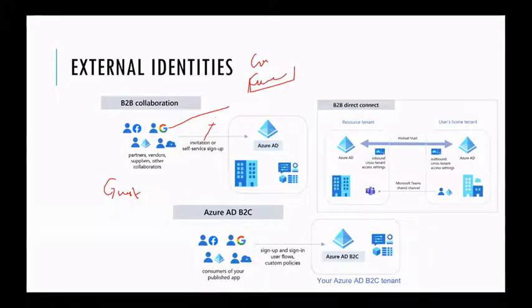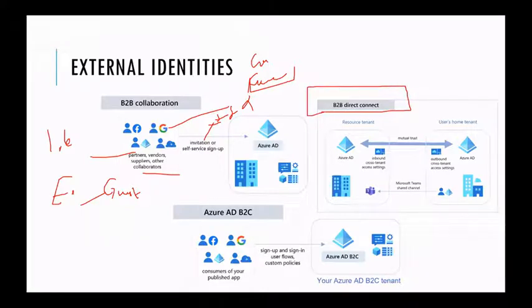Maybe I want them to be able to access a particular folder. I want them to be able to join a particular Teams group. I want them to be able to access a particular application. I can do that. So you can do this for partners, vendors, suppliers, irrespective of what their identity management system is. This is enabled by default. So you can actually create a guest within your environment and grant them access to whatever you want. That's B2B collaboration. Then you have the B2B direct connect.